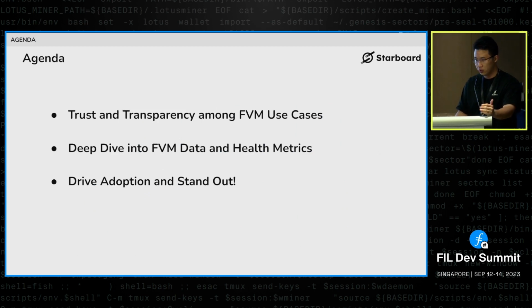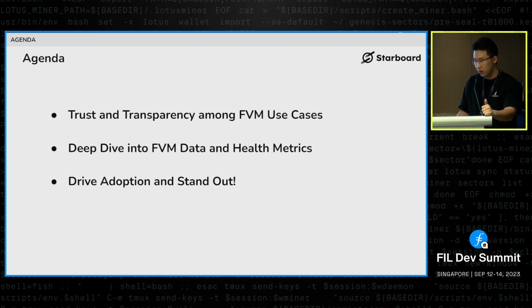Yeah, so today I want to cover three agenda items. I'm also joined by my colleague Ben Hao here. The first thing I want to talk about is why does trust and transparency matter among FVM use cases? What are some of the data that people want to see?